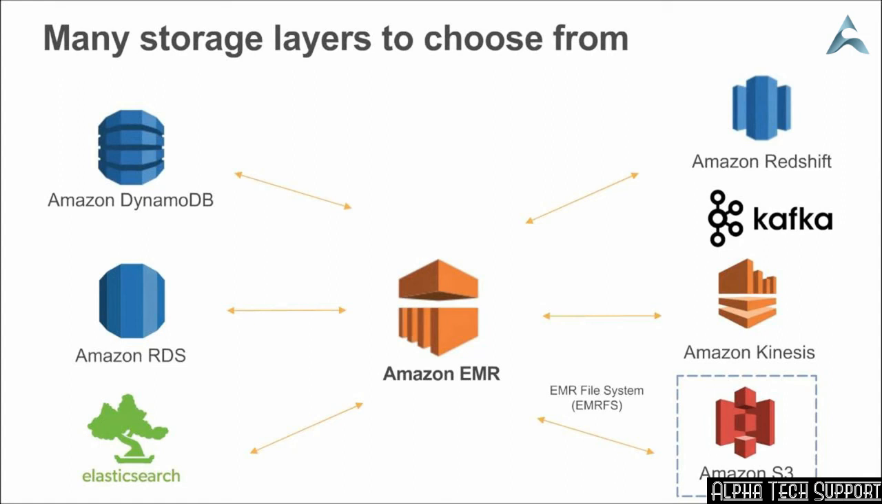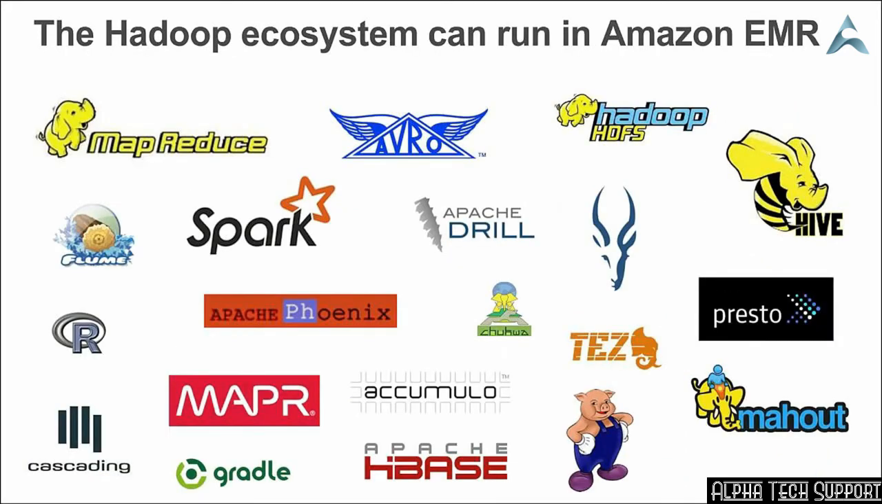The Hadoop ecosystem can run in Amazon EMR. It is a very important thing if you are a big data developer or a passionate person. You can try each service of the Hadoop ecosystem, from Hive, Spark, MapReduce, HDFS, Drill, Avro, Flume, Cascading, Gradle, HBase, MapR, Accumulo, Tez, Mahout, Phoenix, and a wide range of other services with EMR.